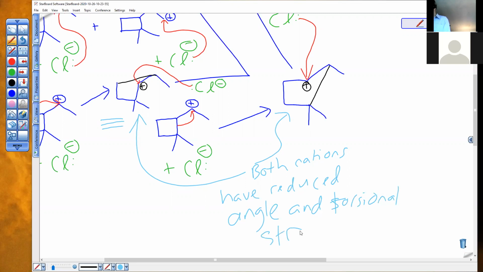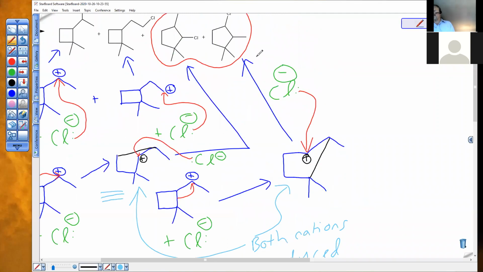Remember, torsional strains are caused by eclipsing in small rings. And angle strains are caused by, as the name suggests, bad angles in small rings. And both cations have reduced angle and torsional strains. That's the whole explanation why we would see higher amounts of these two products.